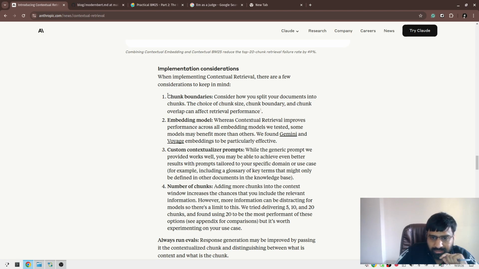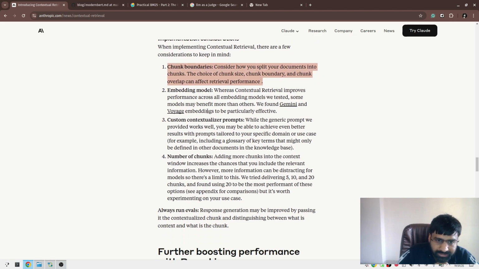So basically chunk boundaries, they have also discussed in brief. You have to be very mindful about the choice of the chunk size, chunk boundary, and chunk overlap, which can affect retrieval performance. Embedding model, right? So we will also talk about embedding models. This is also a very important topic.